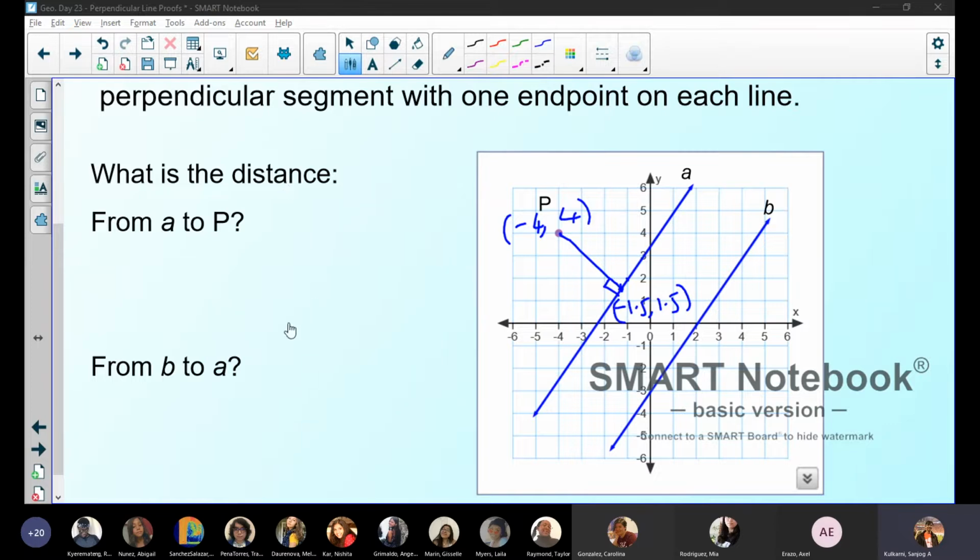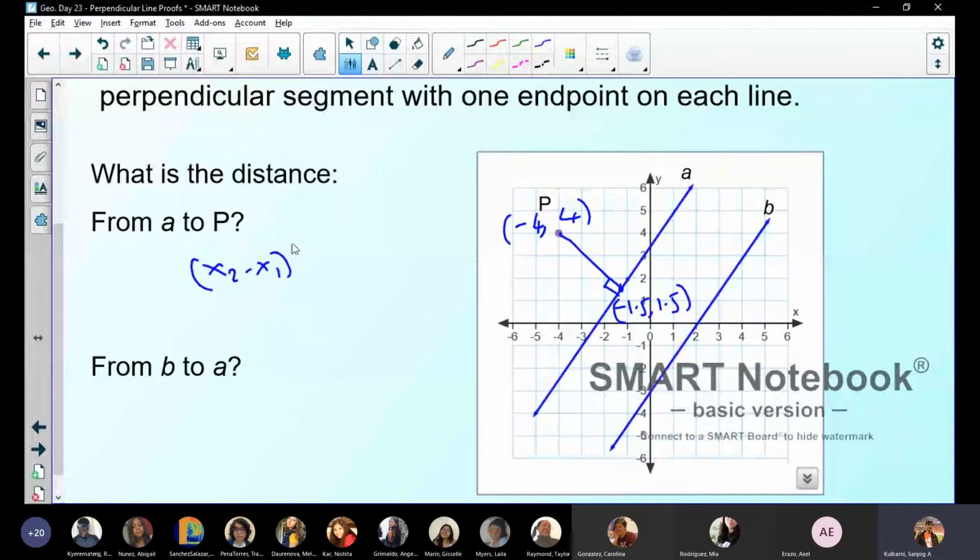Okay, if you have your answers, please use chat. And you can use a calculator as well. The formula is what? x2 minus x1 whole square plus y2 minus y1 whole square, and you take the square root of that. Find the distance. You can call this x1, y1. Call this x2, y2.